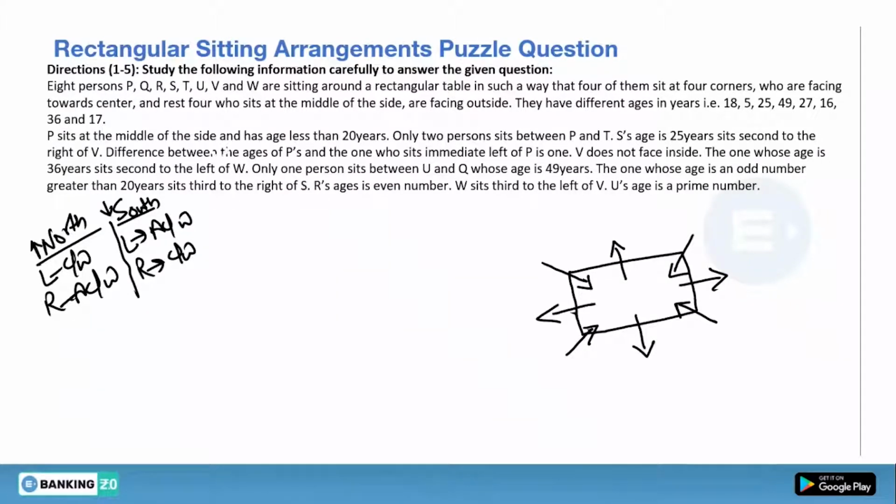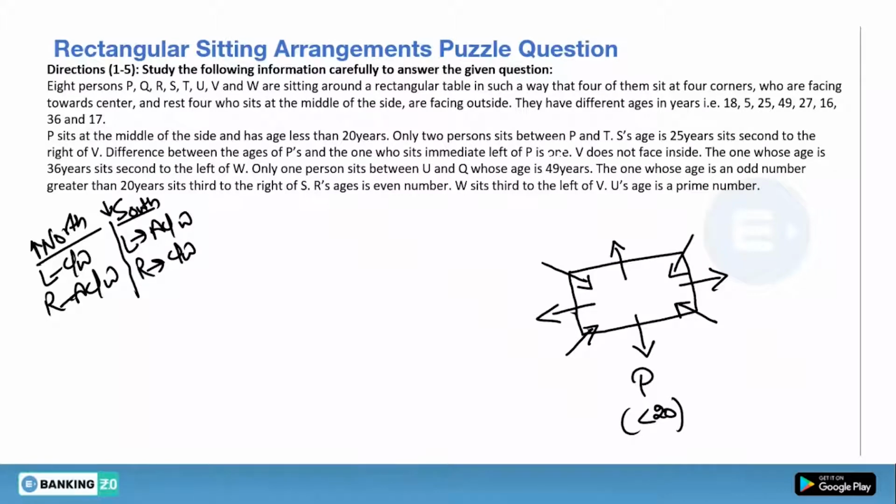Now let's start. P sits at the middle of the side and has age less than 20 years. P is sitting in the middle, so we can assume P anywhere, but P has to be in the middle of a side. Just assume P is here. And he has age less than 20 years. So P can be 5, 8, 16 or 17 according to the ages given to us, but P cannot be more than 20 years.